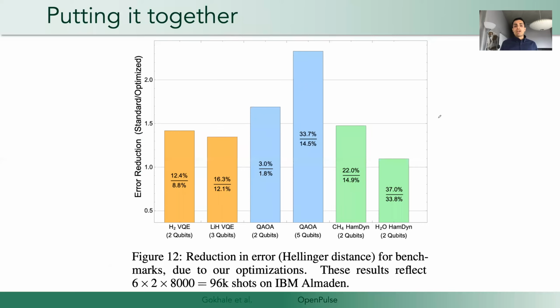Since I'm running out of time, just to put this all together, this is applying all of our optimizations, in particular optimizations 1, 2, and 3, to entire benchmarks for variational quantum eigensolver, QAOA, Hamiltonian dynamics, and these are all considered near-term applicable quantum benchmarks. And the y-axis is the reduction in the amount of error, so higher is better. And what you see is that we can do as well as 2x, 2.3x, and on average about 1.4x better using our optimizations. So we think this is an important step towards making quantum algorithms better tailored for execution on the underlying quantum hardware.